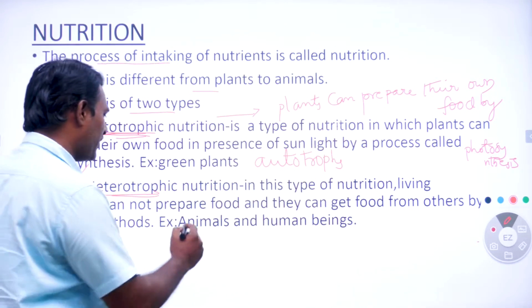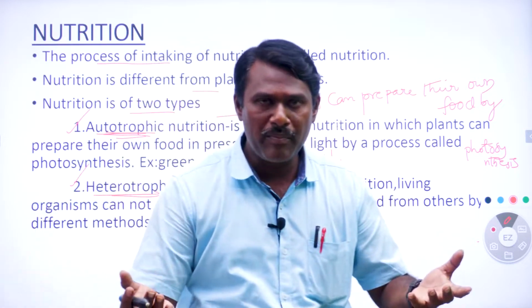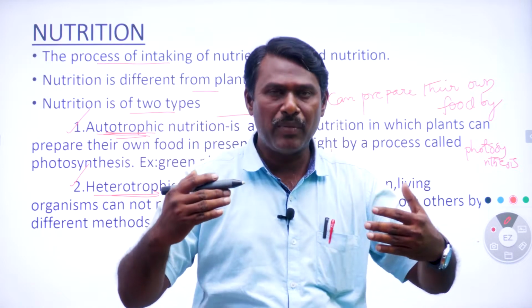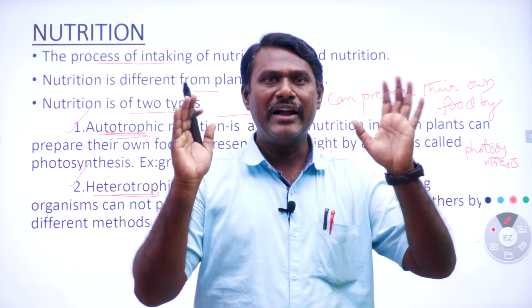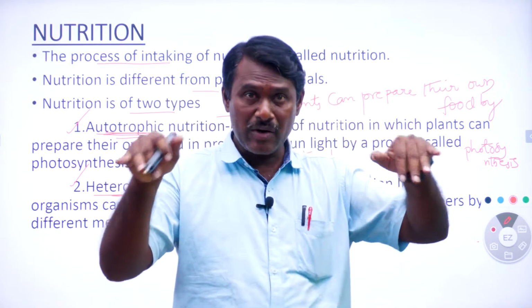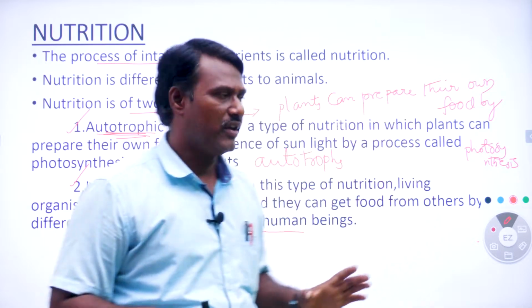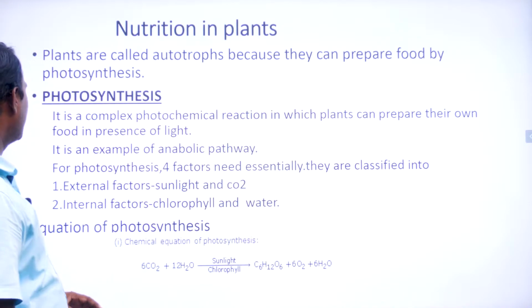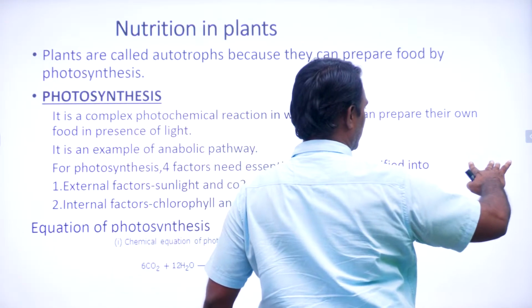The best example for heterotrophic nutrition is animals and human beings. As human beings, we can't prepare food, so we depend upon plants for getting food material. That's why we are considered heterotrophs, and such type of nutrition occurring in our body is called heterotrophic nutrition. So this is the basis of two types of nutrition. Now we can look at the main content, the photosynthesis process.